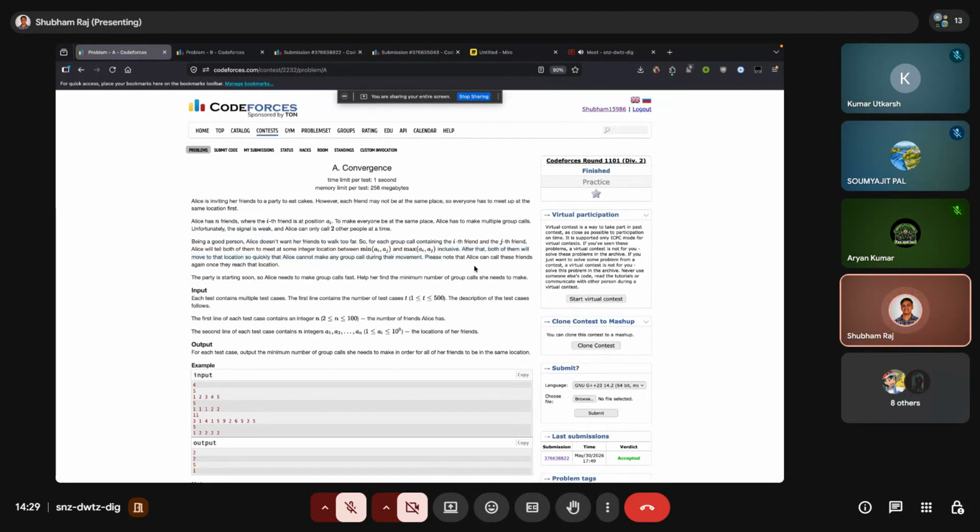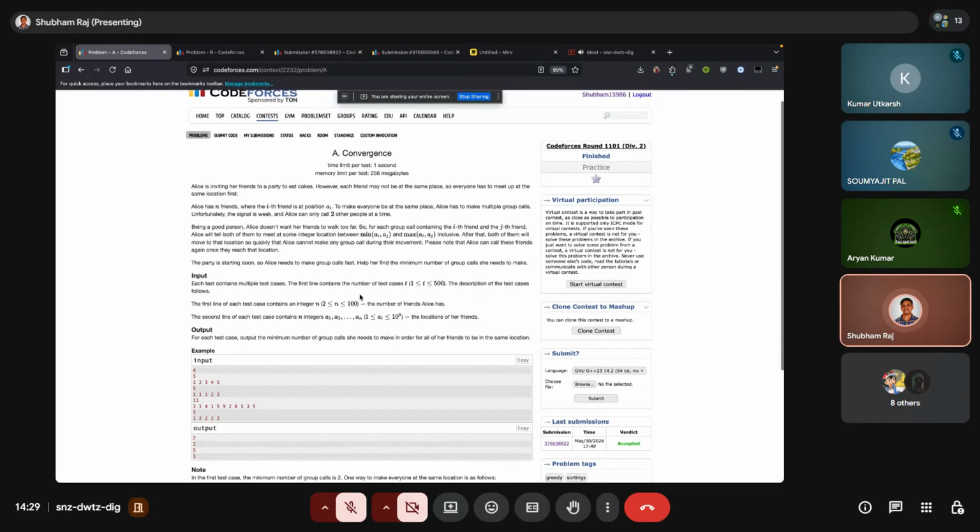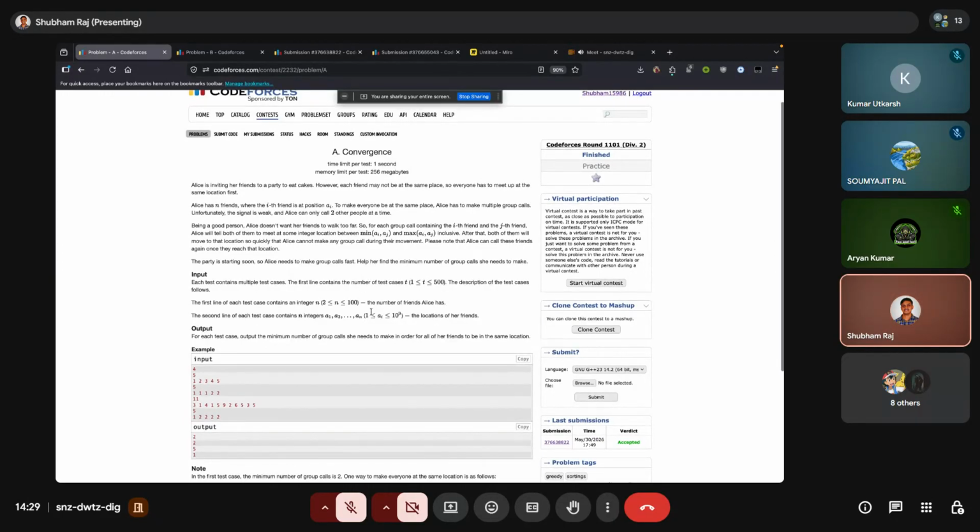After that, both of them will move to that location so quickly that Alice cannot make any group call during their movement. Please note that Alice can call these friends again once they reach the location. The party is starting soon, so Alice needs to make group calls fast. Help her find the minimum number of group calls she needs to make. So this is the question.